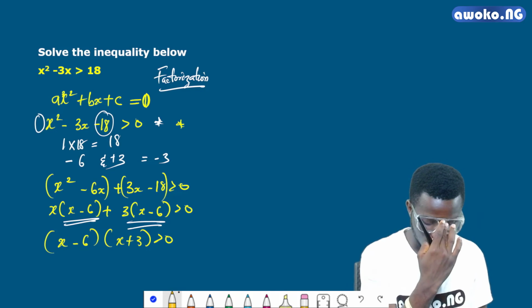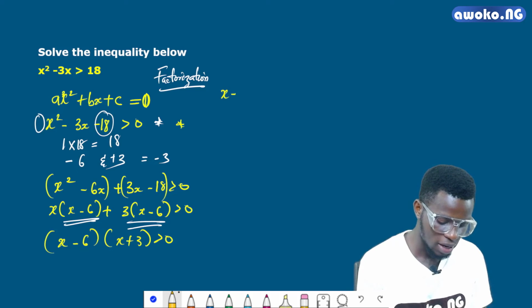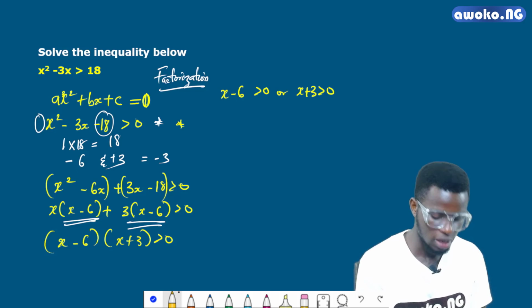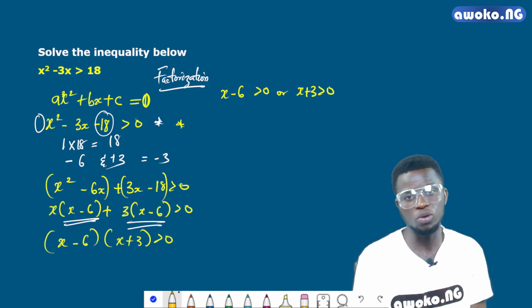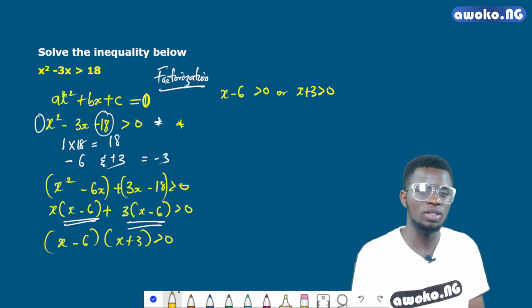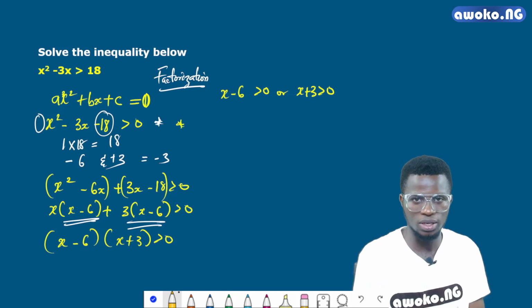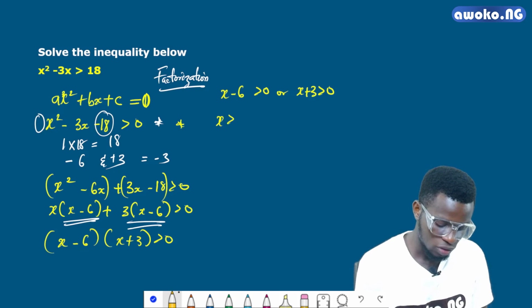The next thing to do is to split them. This shows that x minus 6 is greater than 0, or x plus 3 is greater than 0. That is what this means. Of course, we want to look for the value of x, so we take whatever is on the same side with x to the other side of the inequality. So we have x is greater than 0 plus 6, or x is greater than 0 minus 3.